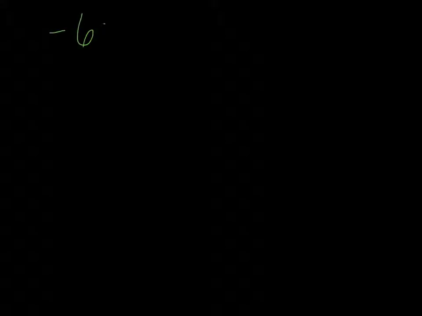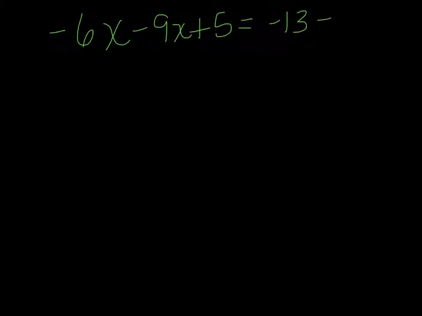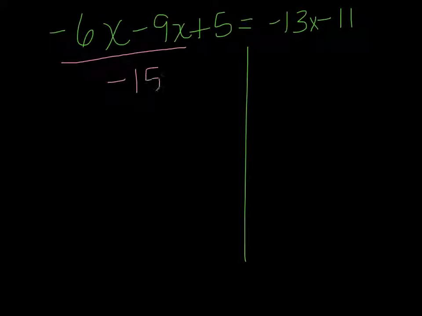Now if you have negative 6x minus 9x plus 5 is equal to negative 13x minus 11, the first thing that you want to do is combine like terms. I can combine those two. Negative 6x minus 9x is negative 15x, plus 5, is equal to negative 13x minus 11.